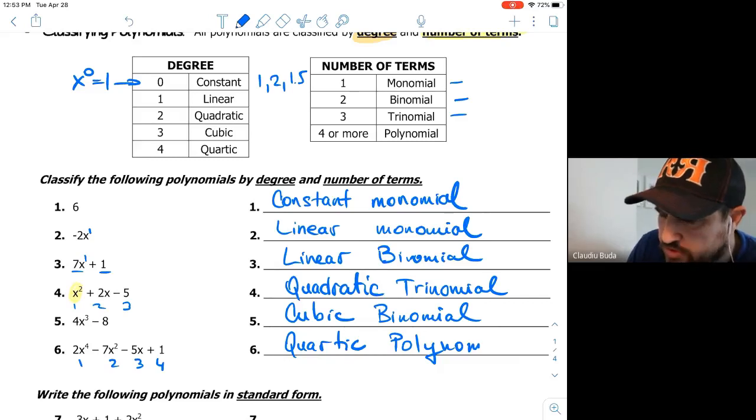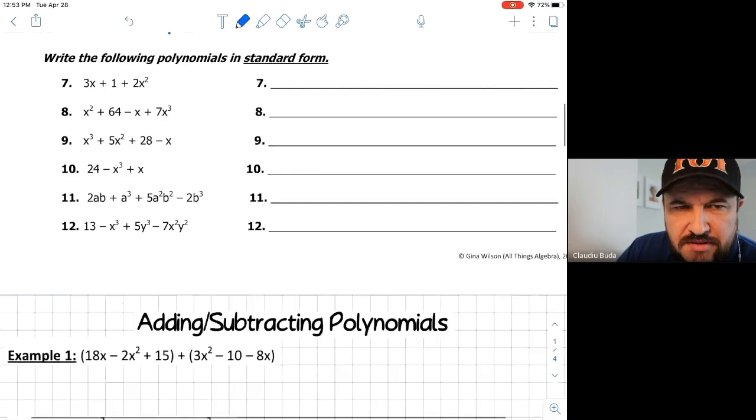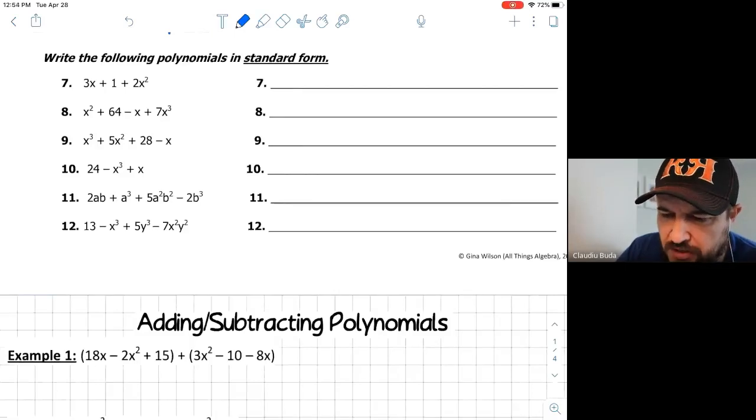Past 3 terms, we're just going to call them polynomials. All right, let's try to put the following polynomials in standard form.